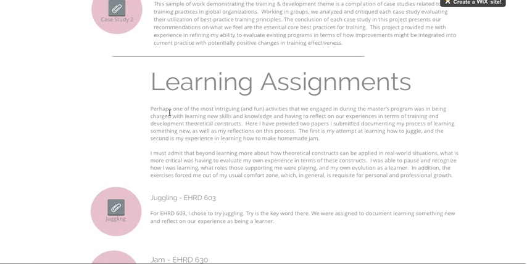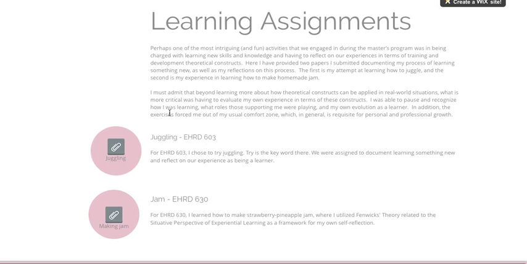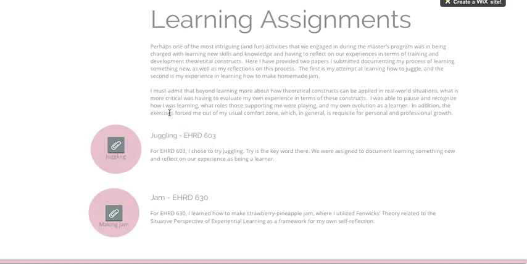Finally, the learning assignments were fun ways to define training and development. In each, the assignment was to learn something new and document the progress. In EHRD 603, I chose to try to learn to juggle. I failed miserably as I am highly uncoordinated, as the title of the paper reflects. The title is The Uncoordinated Juggler. In EHRD 630, I chose to learn to make jam. As an occasional baker, this was an easier task to learn and rather delicious too.